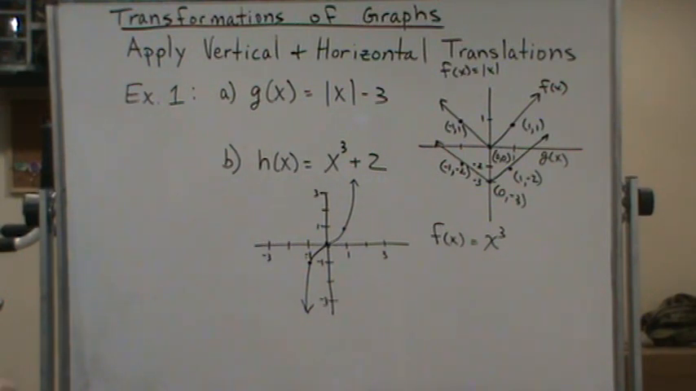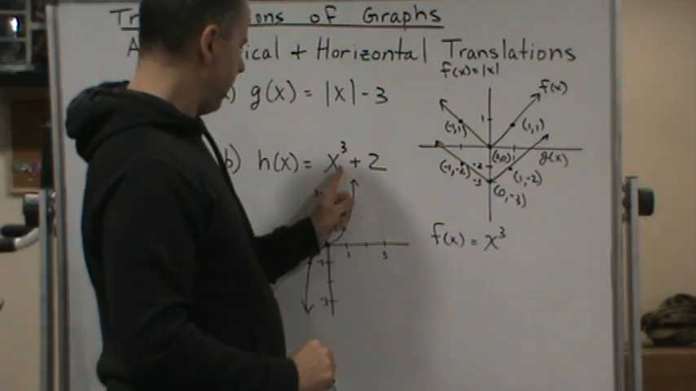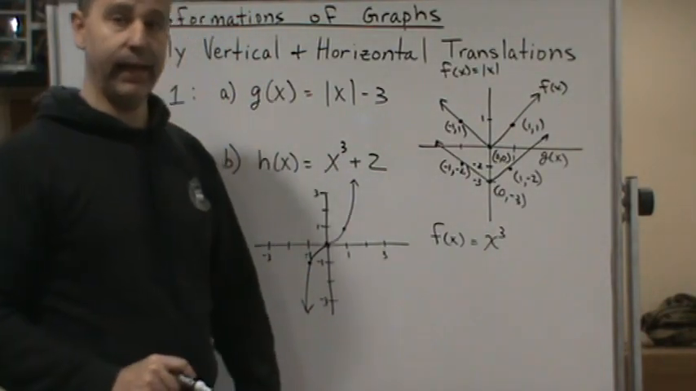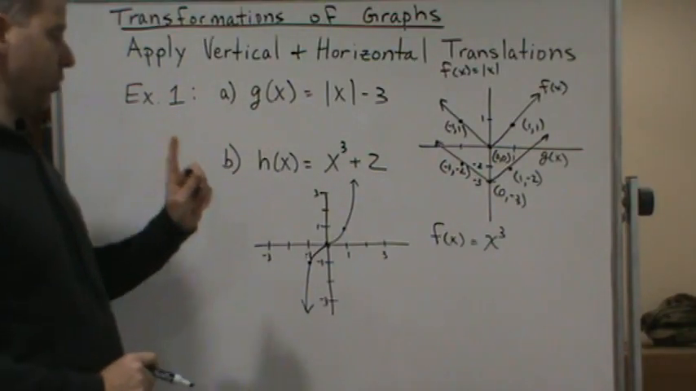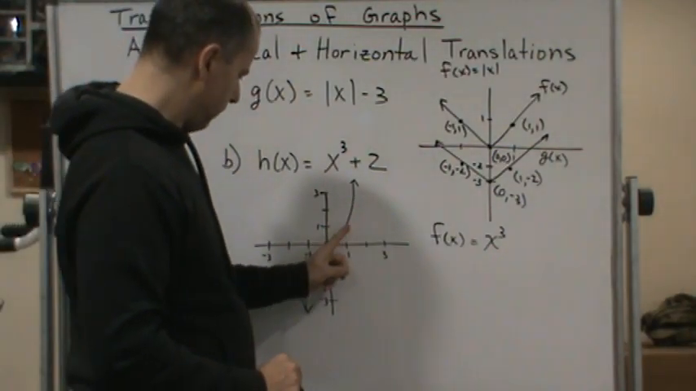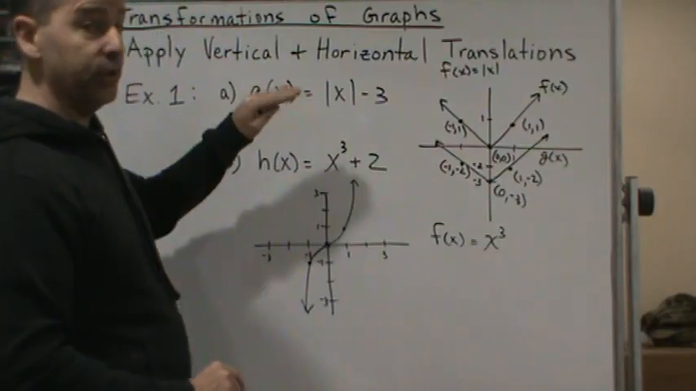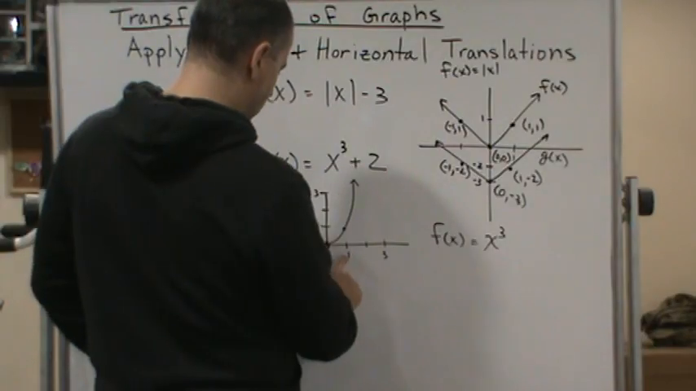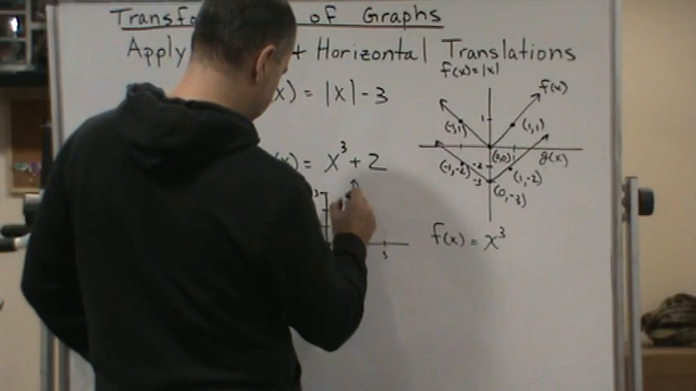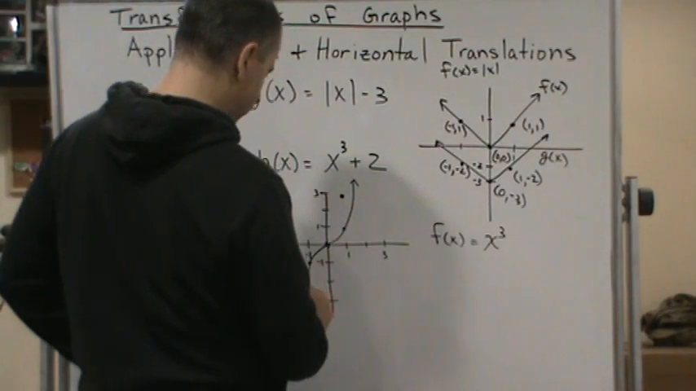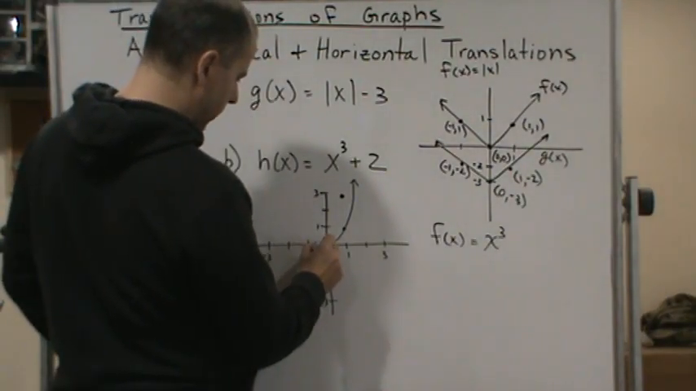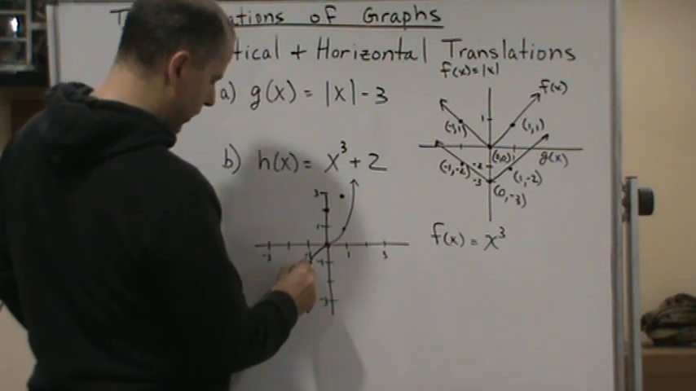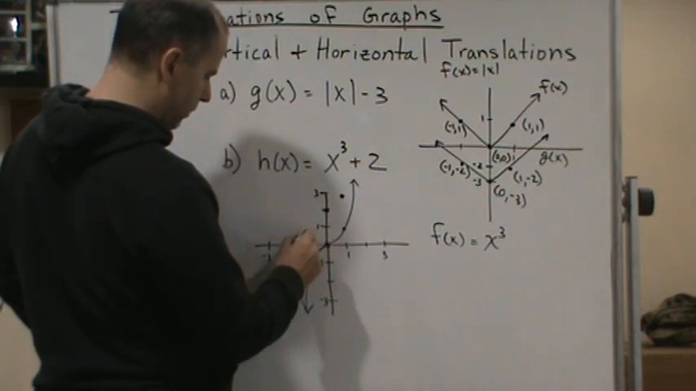Now, let's look at h of x. h of x is f of x plus 2. So this is going to be a vertical shift upward 2 units. That means each one of our points that we plotted will also be shifted up 2 units. So that means this point is going to go from 1 to 3. Okay. This point here is going to go from 0 to 2. And this point is going to go from -1 to 1.